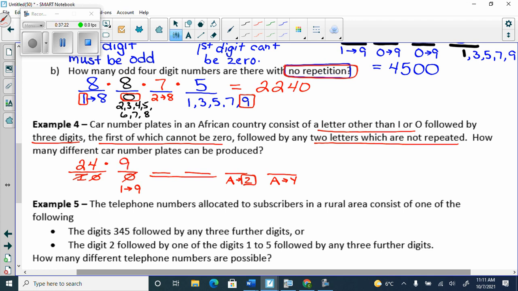Then I go to these ones because I have to do restrictions first. So this first blank can be A to Z, which is 26. And then it says I can't repeat, so I hold the Z. So now I have 25.